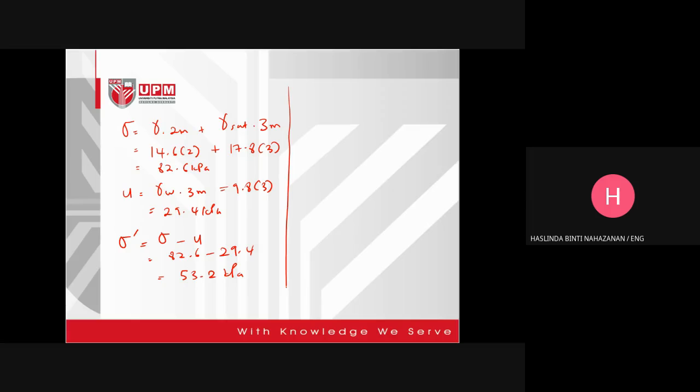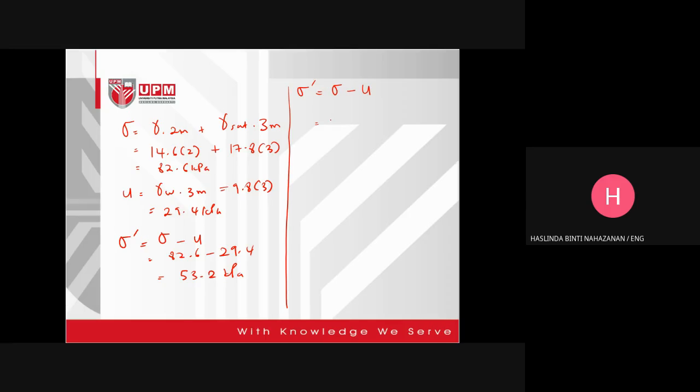Alternatively, effective unit weight is total. Effective stress is total stress minus pore water pressure. As I said, above groundwater level, normally we use the dry or bulk unit weight, and below water level, it is always effective unit weight for effective stress.